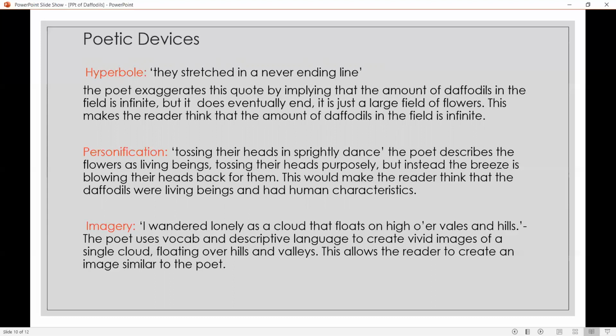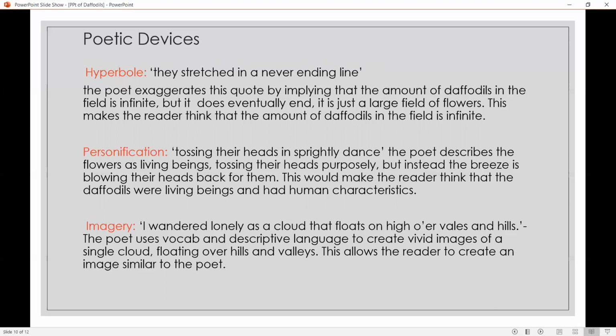Hyperbole. They stretched in a never-ending line. The poet exaggerates this quote by implying that the amount of daffodils in the field is infinite. But it does eventually end. It is just a large field of flowers. This makes the reader think that the amount of daffodils in the field is infinite.